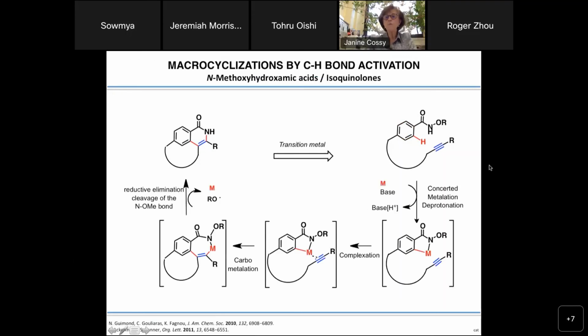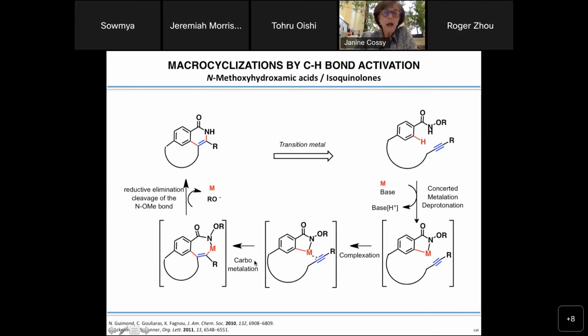So the hypothesis was that if we treat this compound with a metal in the presence of a base, we will have a concerted metallation deprotonation reaction that will lead to the formation of this intermediate, and then this metal can complex this acetylenic group, which will lead to the formation of this intermediate.